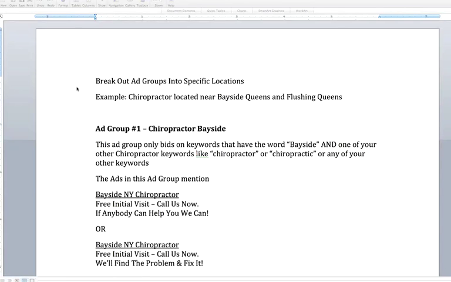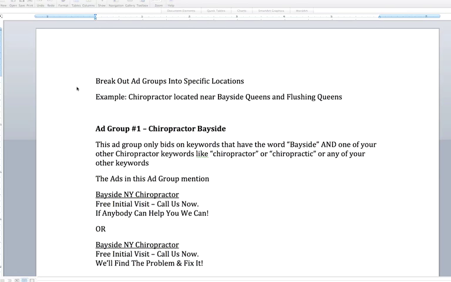Okay, moving right along into ad groups. Now we're getting into some really juicy stuff. Ad groups is the next section that you'll have to do here. So you'll have to break out into specific ad groups. You're not just going to have one ad group and just throw everything into one ad group. You're going to break them out into different ad groups.